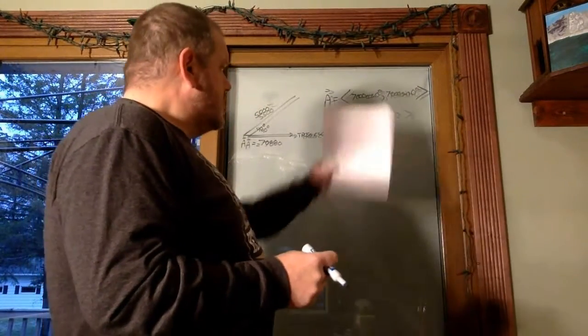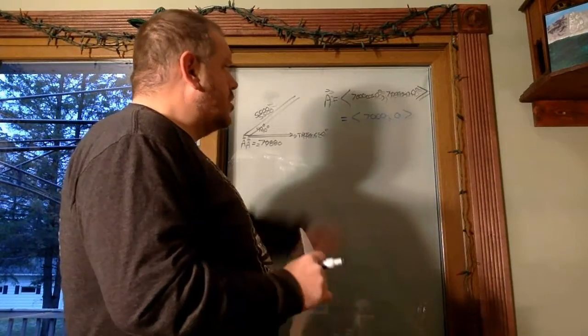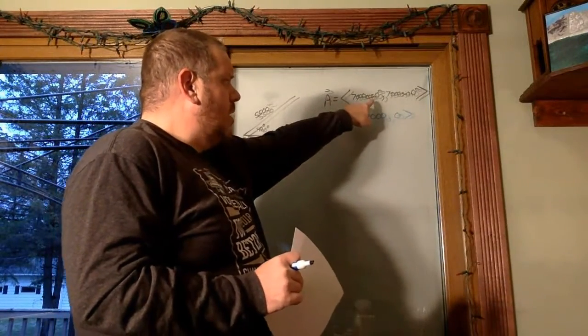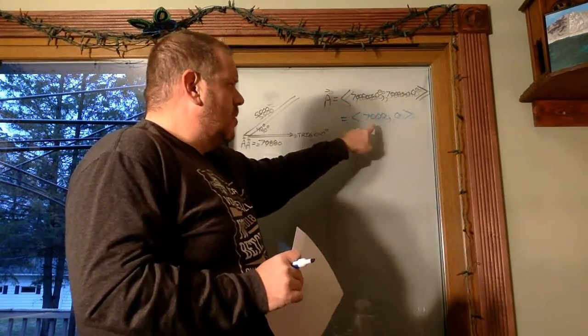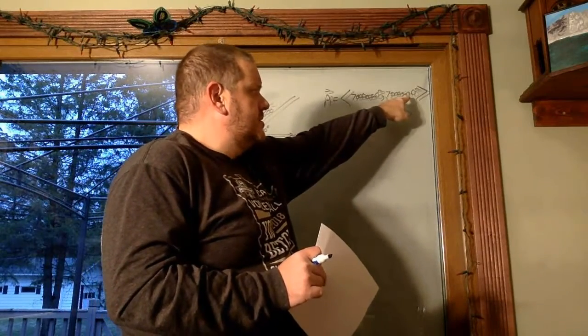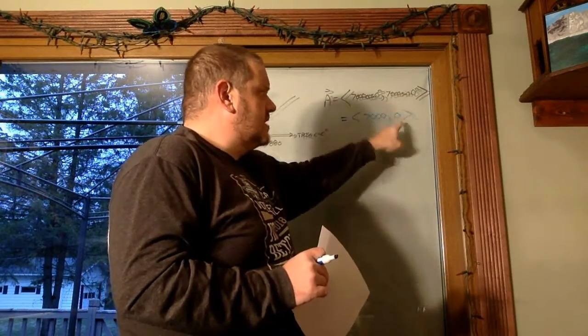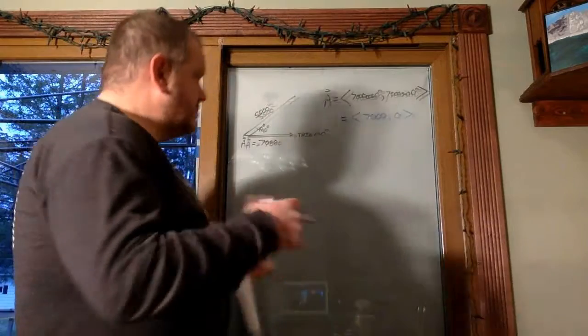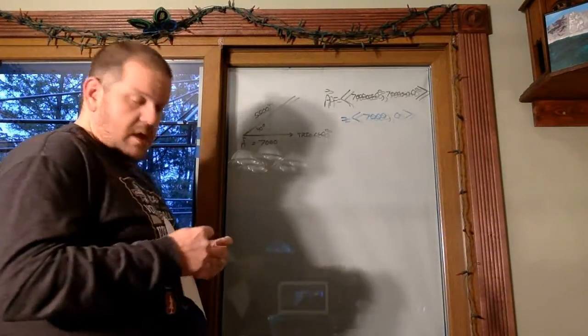So, okay. So we got that. Cosine at 0 is 1. So 7,000 times 1 gets me 7,000. Sine at 0 is 0. 7,000 times 0 is 0. So that's my first vector.